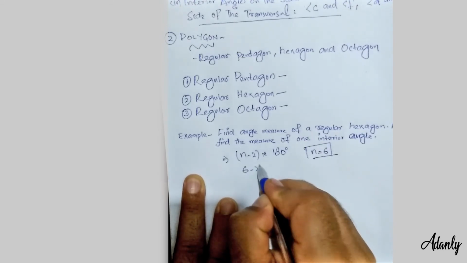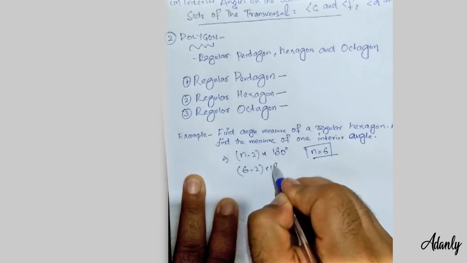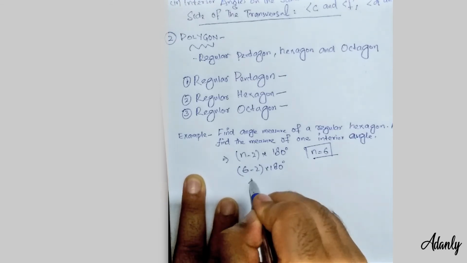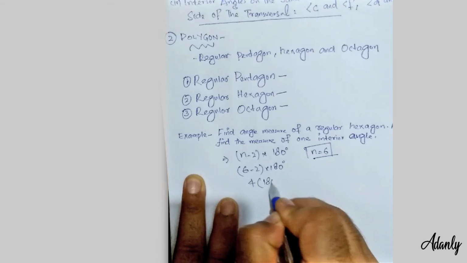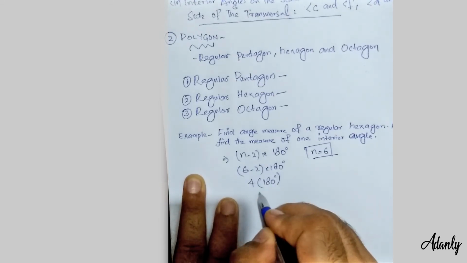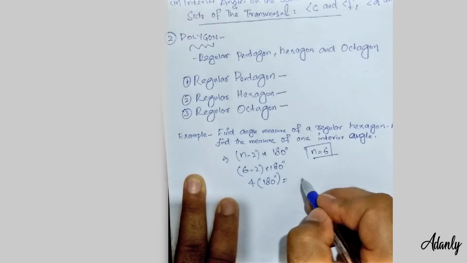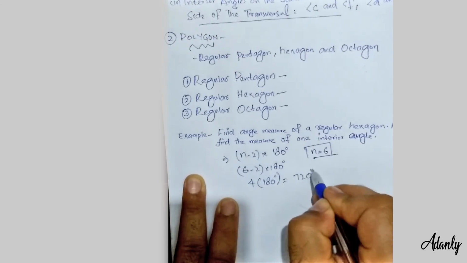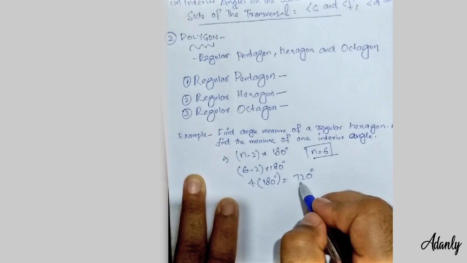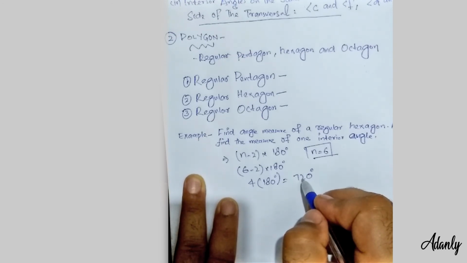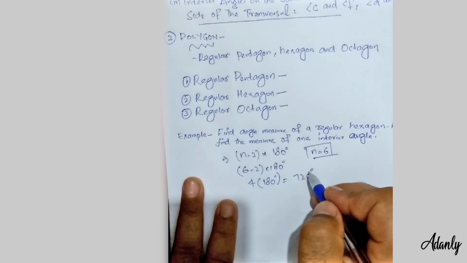So it's (6 - 2) multiplied by 180 degrees, so it's 4 into 180 degrees, or we can also write it as 720 degrees. So the sum of the measures of the interior angles is 720 degrees.